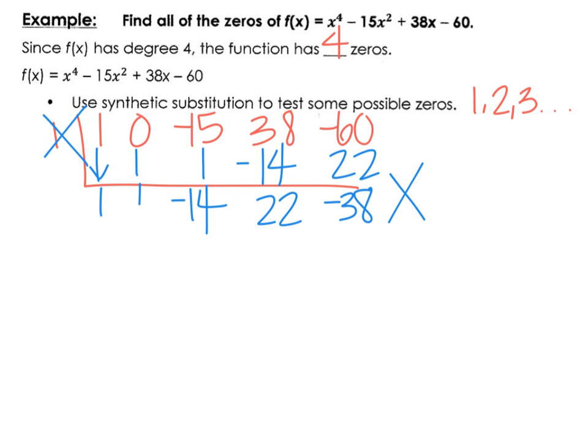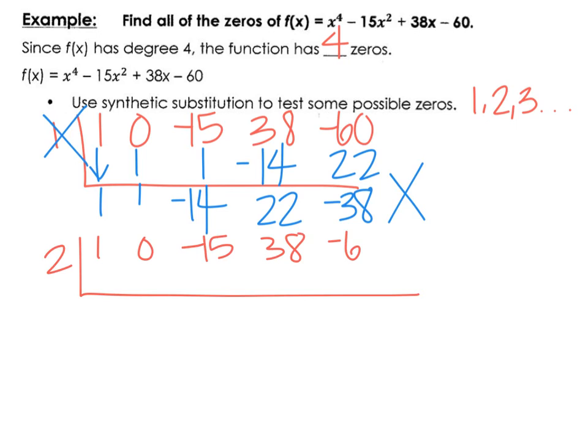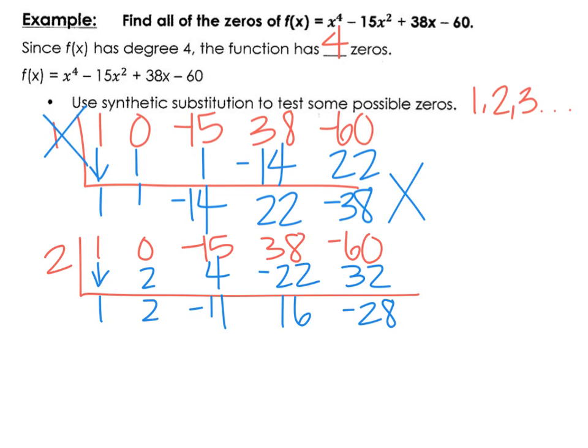All right, so let's test out another 0. Let's try 2. Same coefficients on the inside of our box, 1, 0, negative 15, 38, negative 60. Bring down the 1, we get 2, 2, 4, negative 11, negative 22. Let's see, we get 16, then 30, oh, not 38, 32, and we get negative 28. This is not a solution because we need to get 0 here. So 2 is not a solution.